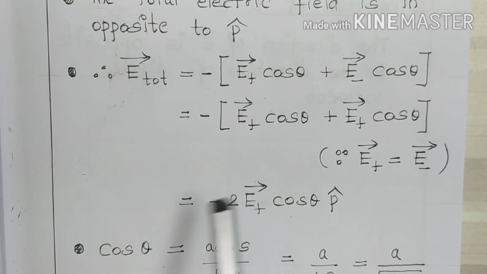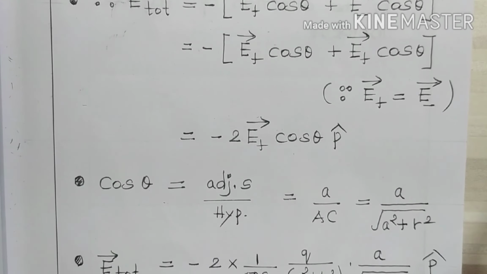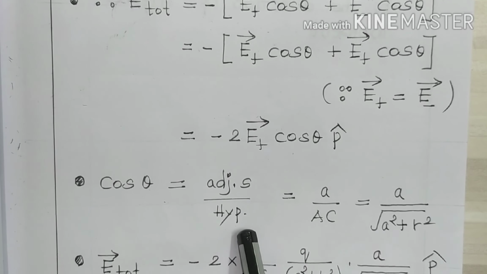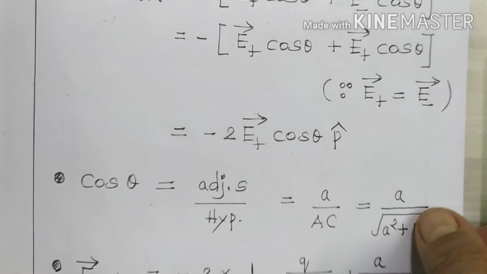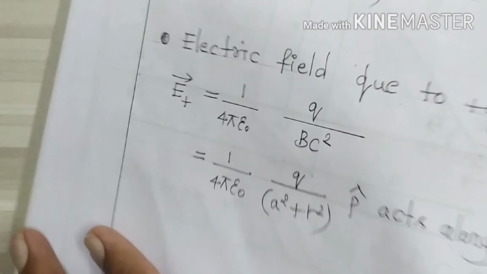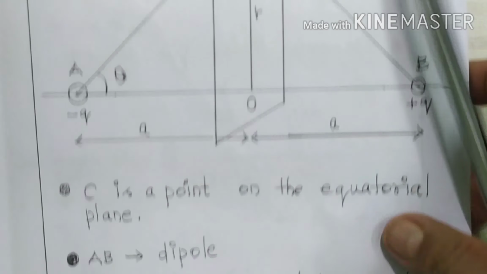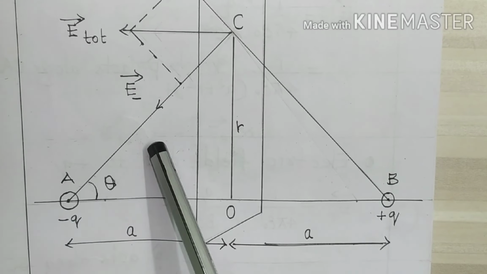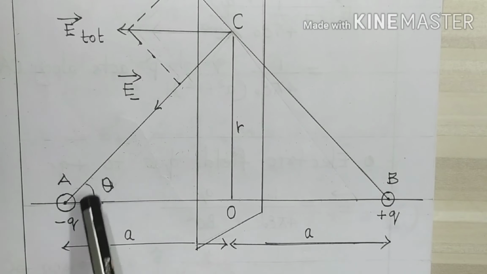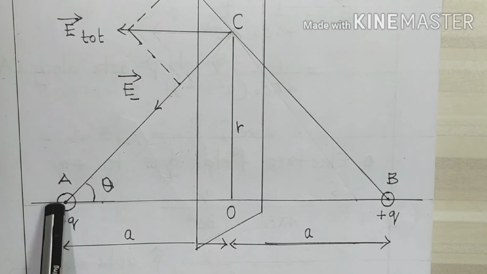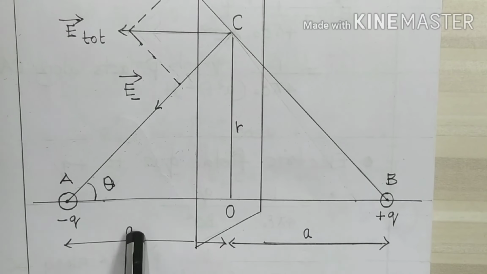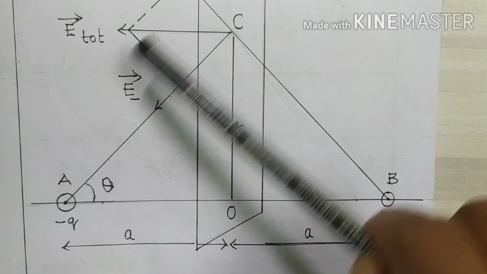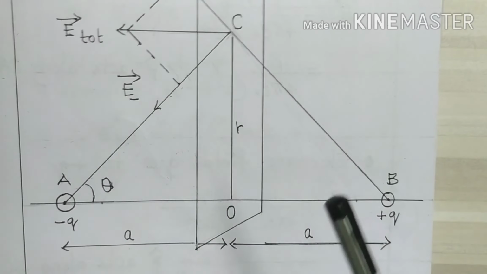For E plus vector, we have got the equation. For cos theta, we need to find out. Cos theta, what is the formula? Adjacent side by hypotenuse. Now, again we will go back to the diagram. Now see the diagram. Here is the angle theta. So cos theta, adjacent side by hypotenuse. Which is the adjacent side for this theta? AO, which is A. Then what about hypotenuse? AC. We have to write as it is.